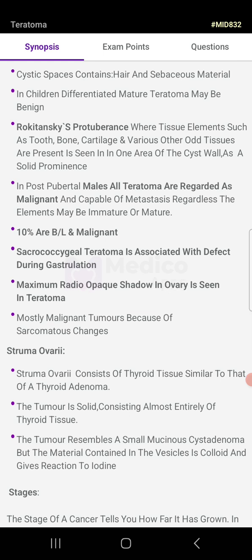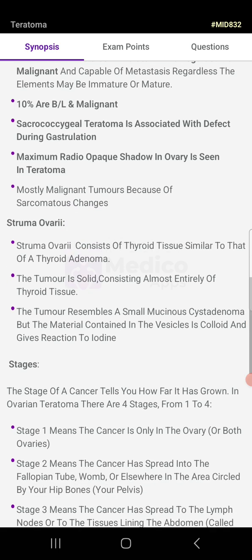Sacrococcygeal teratoma is associated with a defect during gastrulation. The maximum radio-opaque shadow in the ovary is seen in the teratoma. These are mostly malignant tumors because of the sarcomatous changes.